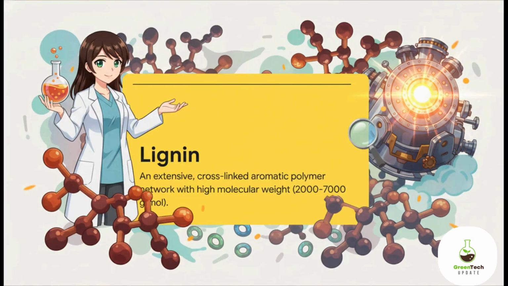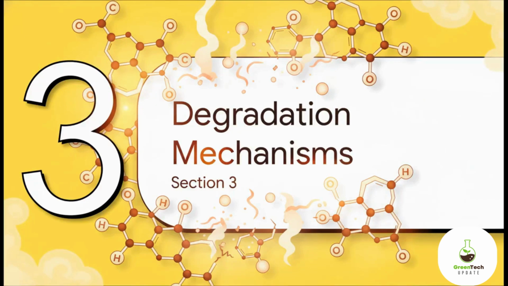So how does lignin fit into this? Lignin is a real game changer. It's an extensive, cross-linked aromatic polymer network with a massive molecular weight. We're talking anywhere from 2,000 to 7,000 grams per mole. That extensive aromatic network fundamentally alters your reactor dynamics. Those complex bonds require significantly higher temperatures to fully degrade and carbonize compared to the sugars we just talked about. Let's dive deeper into the chemistry in Section 3, thermal degradation mechanisms.